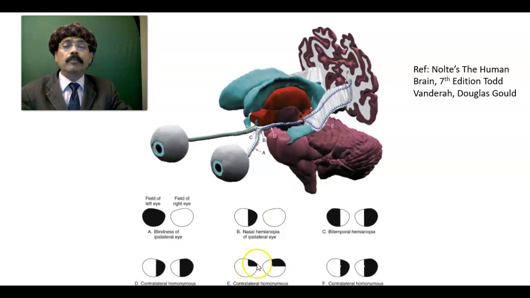Okay, we have the upper quadrantopia, then it will be due to the lesion of the lower geniculocalcarine fiber. We have macular sparing. Okay, this may happen. This happens due to a lesion very close to the lower occipital visual cortex area.